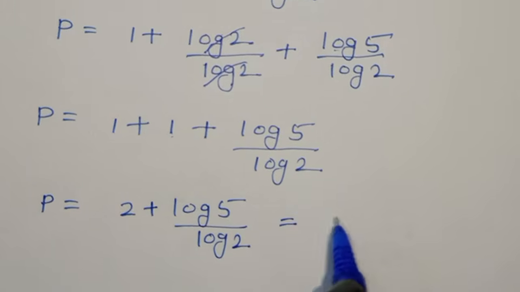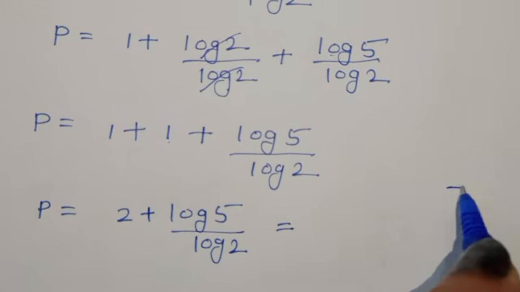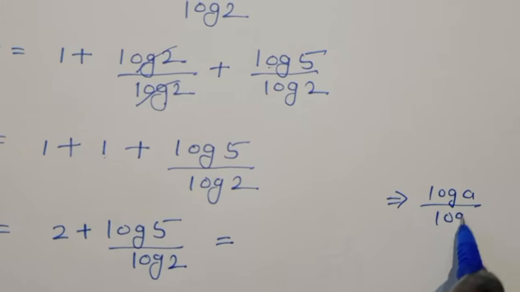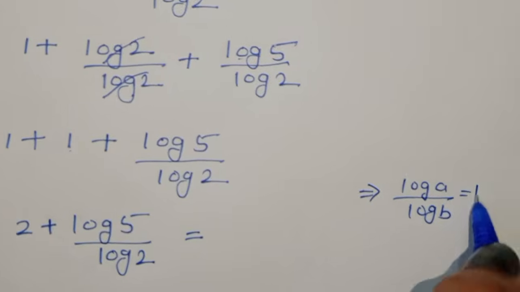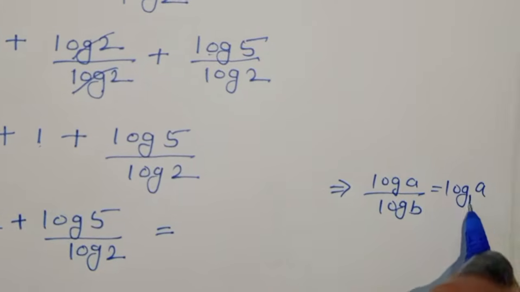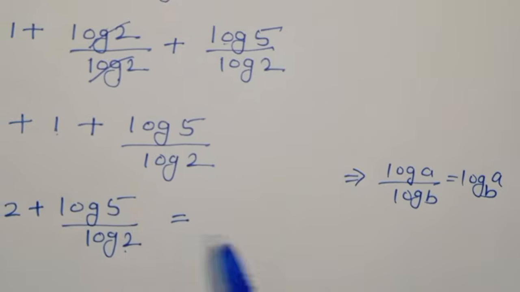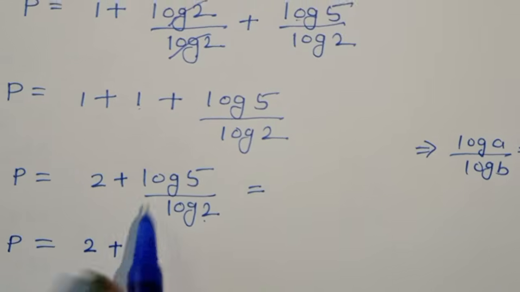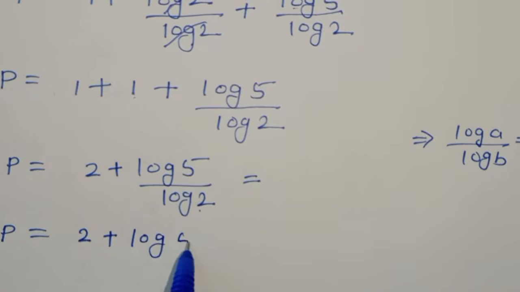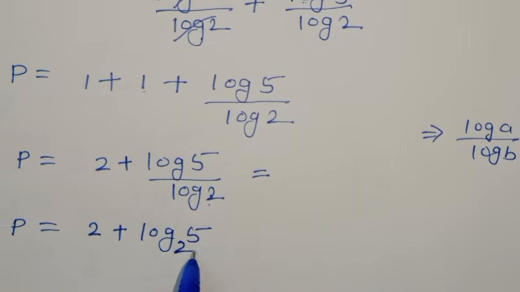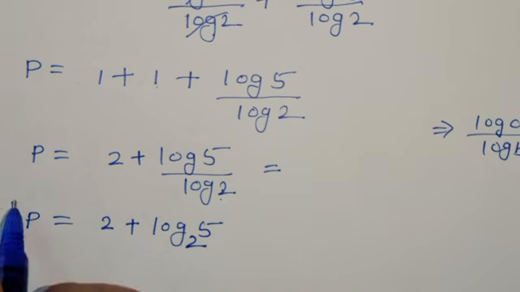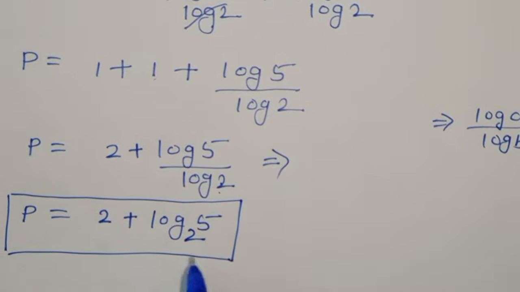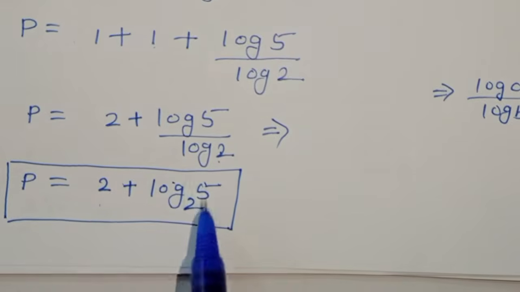We know one formula: if log of a upon log of b is given, we can write it as log of a to the base b. So here we can write p is equal to 2 plus log of 5 to the base 2. This is the value of p. P is equal to 2 plus log of 5 to the base 2.